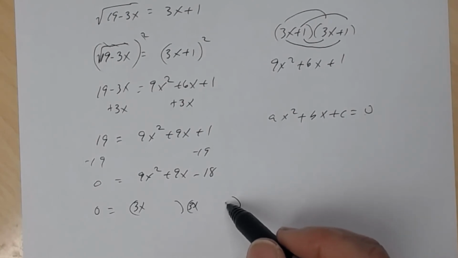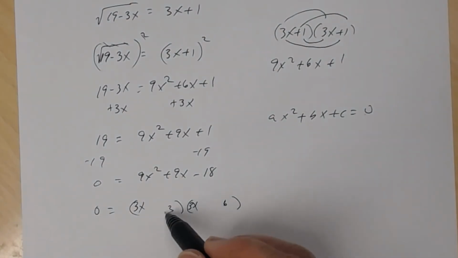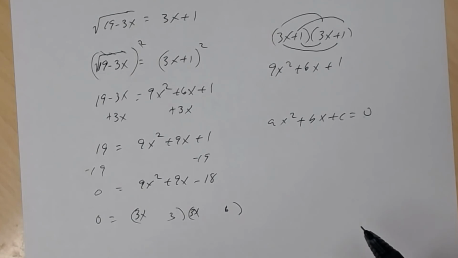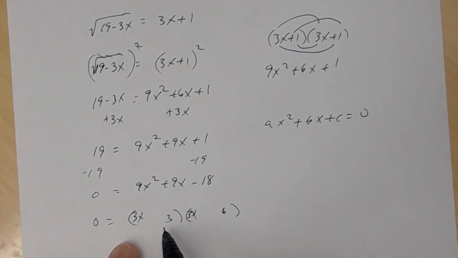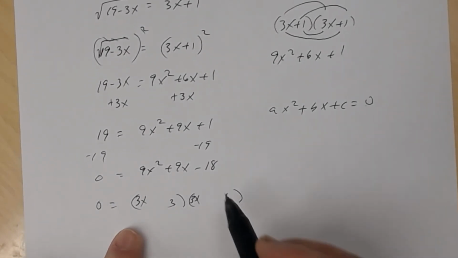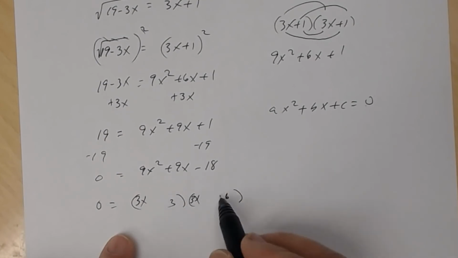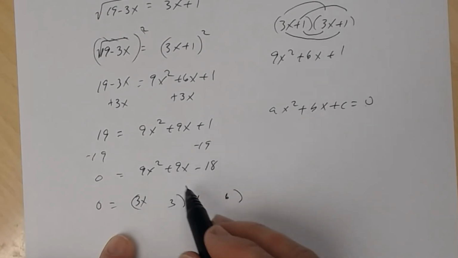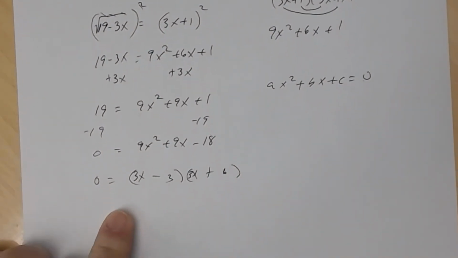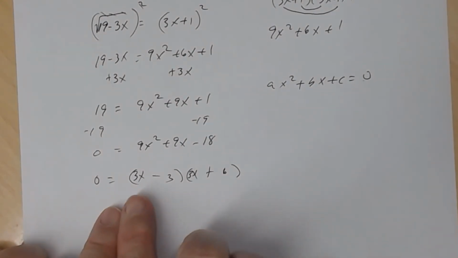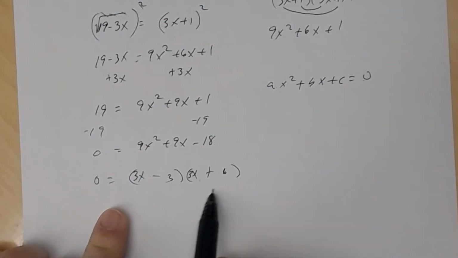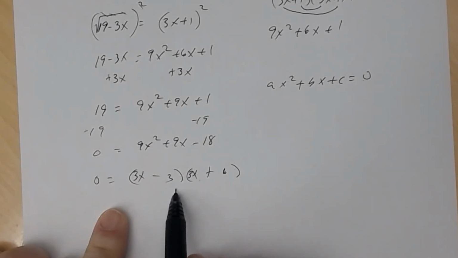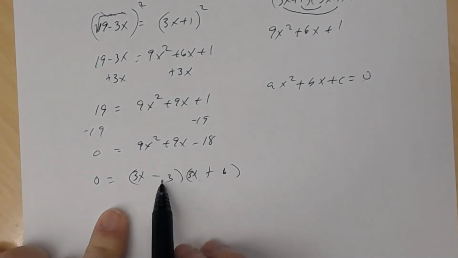6 and 3. Let's put the 6 here, 3 here. Let's see if that's going to work. That's 18. That's 9. So 9, 18, that's going to work. Remember, the outer is 18x, the inner is 9x, and the larger takes the positive term. So that has to be plus, this has to be minus. Check it: 3x and 3x is 9x squared, the outer is 18x, the inner is negative 9x, and when I add them up I do get positive 9x, and then negative 3 times 6 is negative 18.